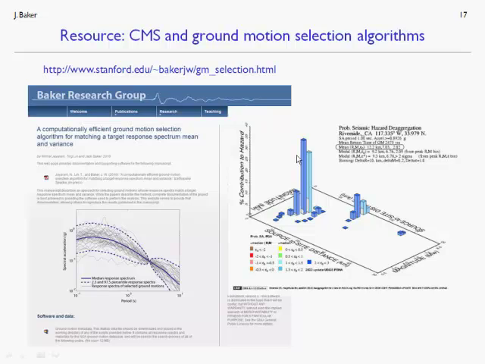So all of the algorithmic work that I described here is implemented in a code that performs those calculations. It's not necessarily a user-friendly or extremely well-documented code that's comparable to commercial software, but for those of you who are interested in implementing this, that may be a useful resource for you.